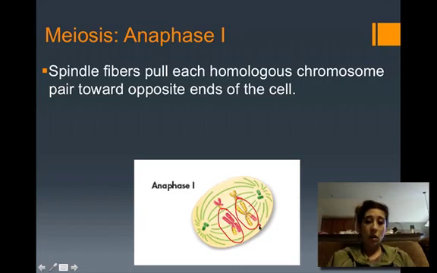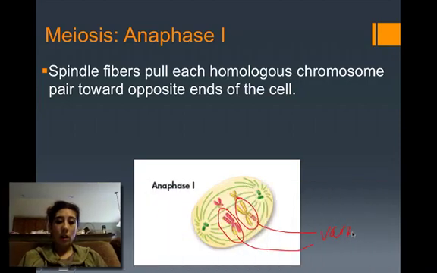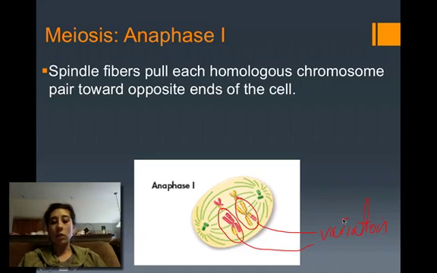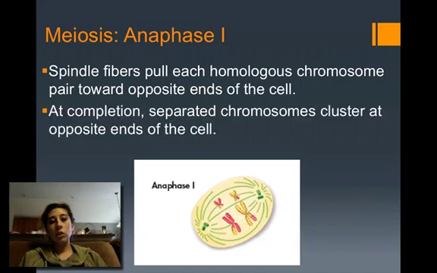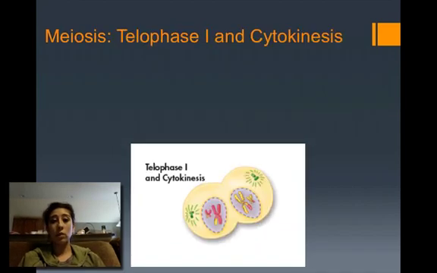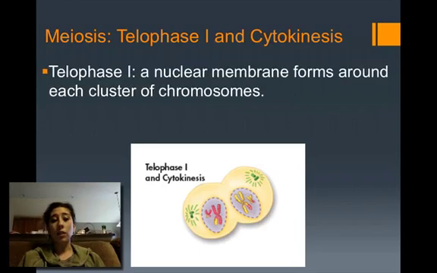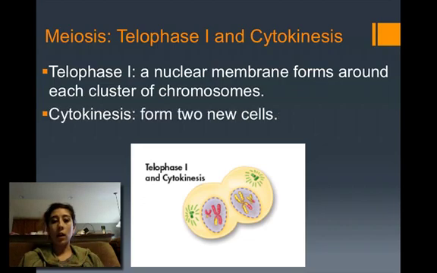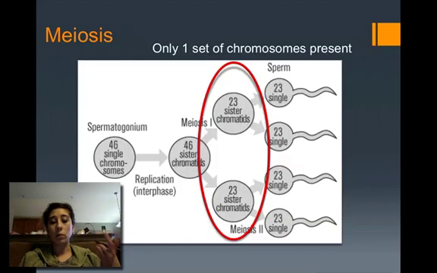And notice, right, if you see that little red, the genetic information has been exchanged, so we can still have our variation. And at the completion of this, the separated chromosomes are going to cluster at the opposite ends of the cell, very similar to mitosis. And then we still have our telophase occur, right? You got the nuclear membrane that begins to form. You have to reform the cell, and then cytokinesis is that splitting of the cytoplasm, so we can have 2 cells. So that was meiosis 1.